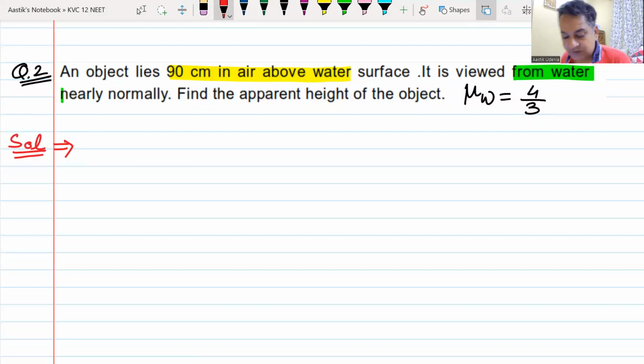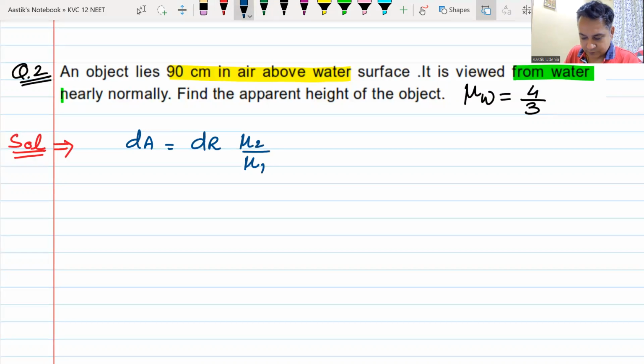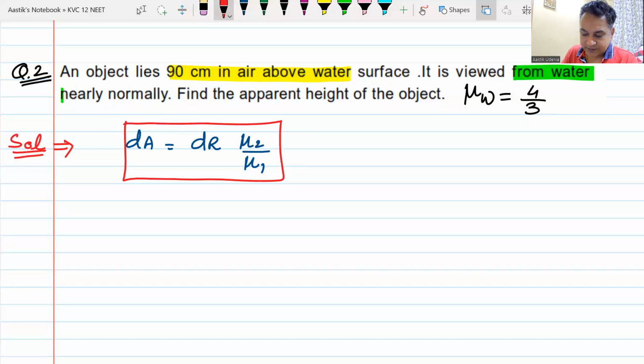So again, we have to do the same thing. D apparent is D real into mu2 divided by mu1. And if I put the values correctly, I should end up with the correct answer.